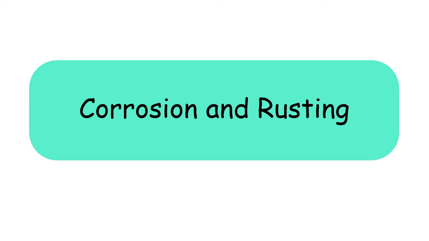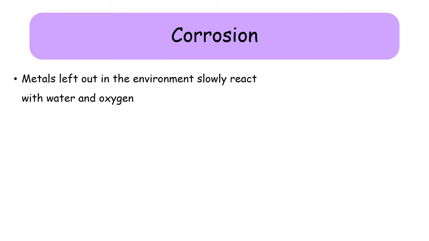Our next topic is corrosion and rusting. Now we've seen that some metals can react with water and oxygen, and these metals, if you leave them out in the environment, in the atmosphere, will slowly react with water and oxygen. That reaction is called corrosion, and we can see corrosion happen everywhere. A really good example is the Statue of Liberty. The Statue of Liberty was made out of copper. When it was first put up in New York, it was copper coloured, and it has slowly over time turned green because of corrosion.